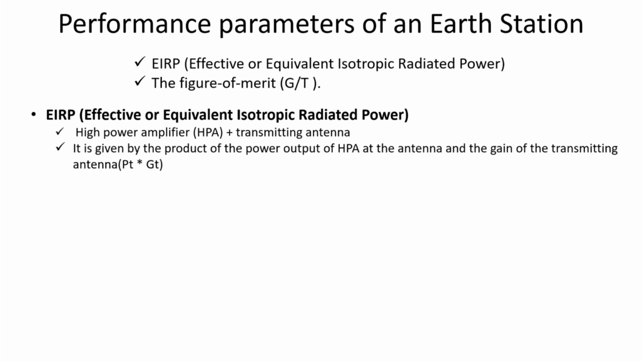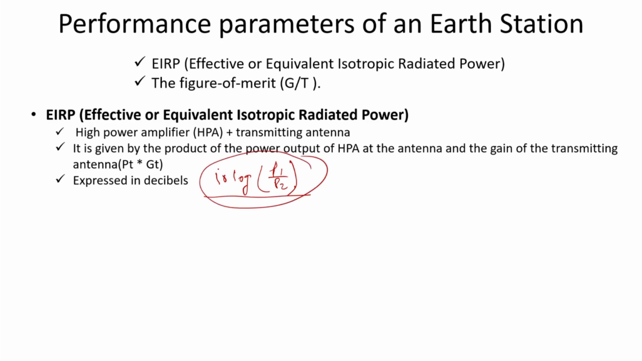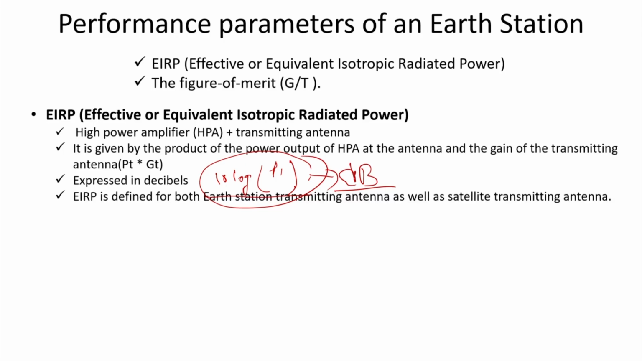It is given by the product of the transmitted power and the gain of the transmitting antenna, and these are expressed in decibel. Decibel means you are putting 10 log of that quantity. This is the expression when I express any quantity. It can be a ratio of two quantities or directly P, and it will give me the value in decibel, or dB. EIRP is defined for both the earth station transmitting antenna as well as the satellite transmitting antenna.